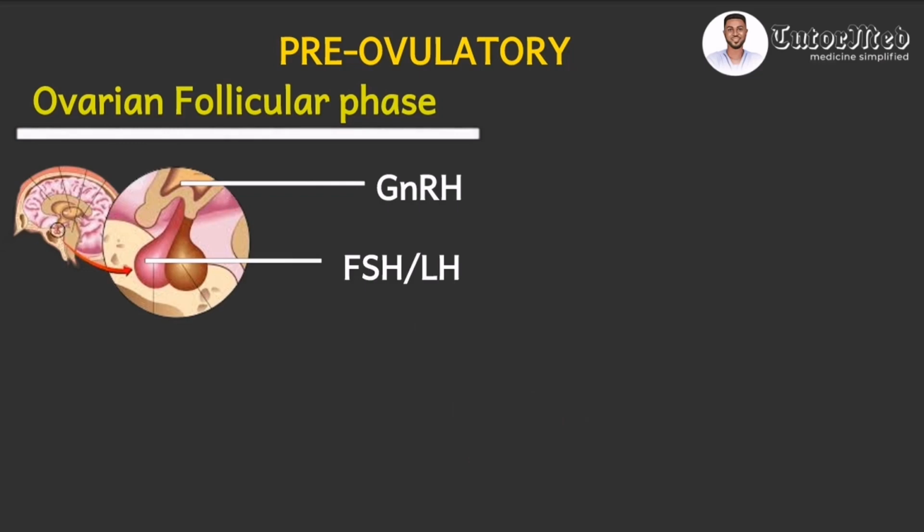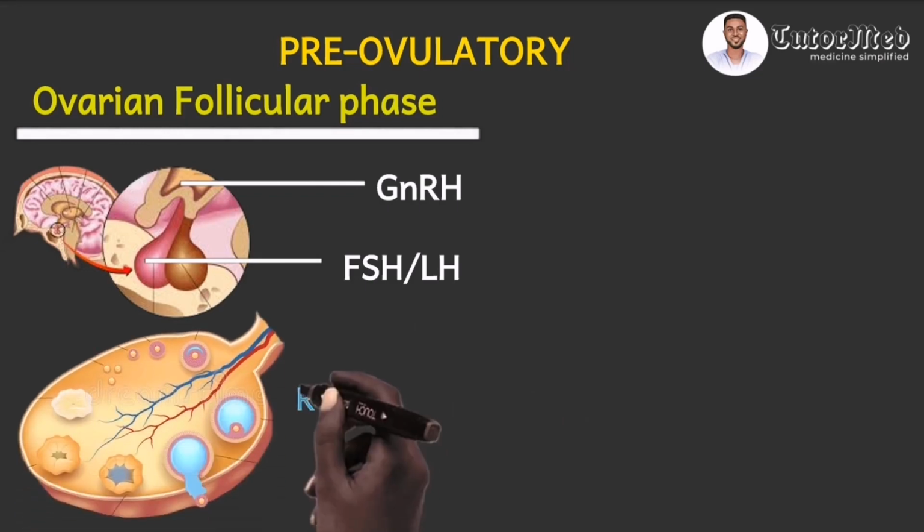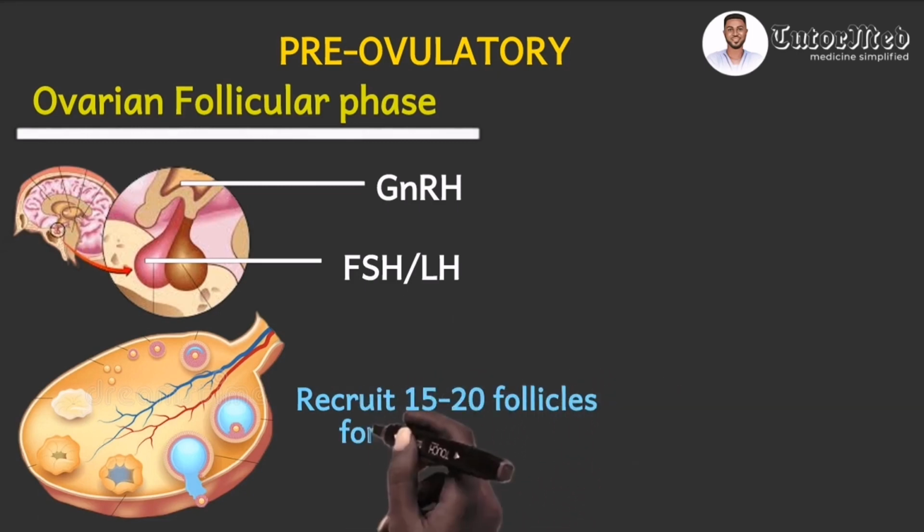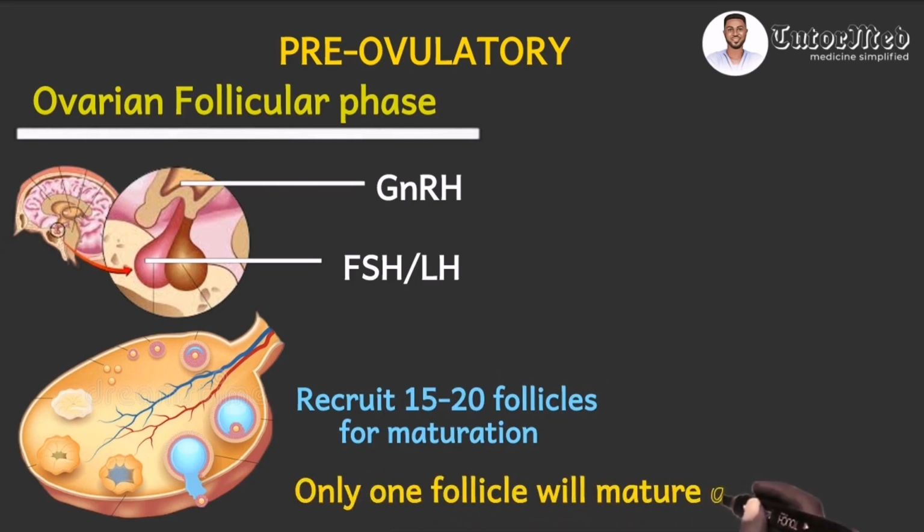Now, the follicle stimulating hormone goes to the ovary to recruit about 15 to 20 follicles for maturation. But note that at the end of the follicular phase, only one follicle will mature and release its egg, and we will see how.